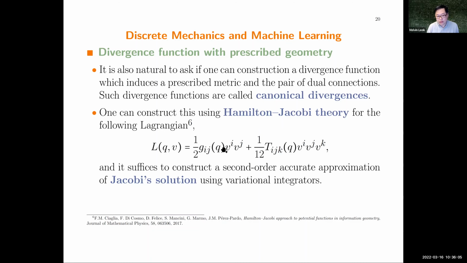You take the metric and contract it with two velocity vectors, and you take this skewness, or cubic tensor, and contract it with three velocity vectors. This gives you a Lagrangian, and then you can apply Hamilton-Jacobi theory to construct a generating function. In particular, you only really need to construct a second order accurate approximation of this generating function in order to construct a canonical divergence. So that's an interesting inverse problem, and the actual computation allows you to leverage all the stuff I talked about earlier about constructing sufficiently accurate variational integrators.